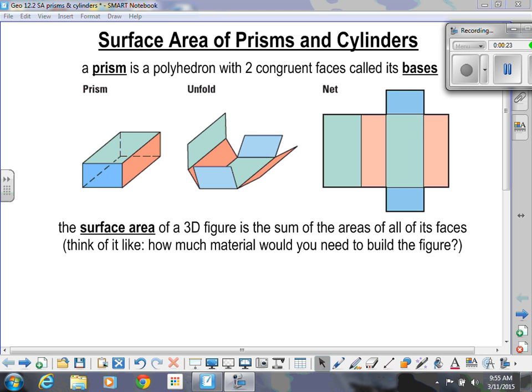Okay, so think of this box. So you see this blue and red and green box. If I were to unfold that and lay it out flat, that's what the net is. The net is like if I took a box and unfolded it and laid it out flat. That's what it would look like. So you see we have just 6 rectangles that we would add together to be the surface area.